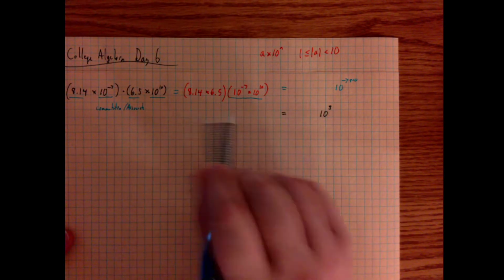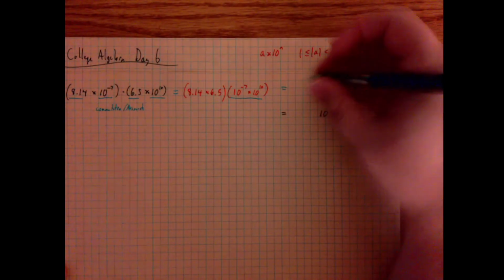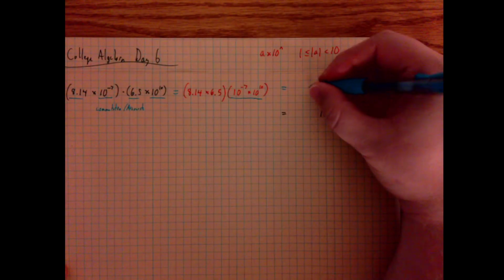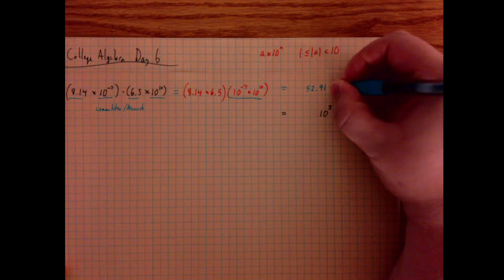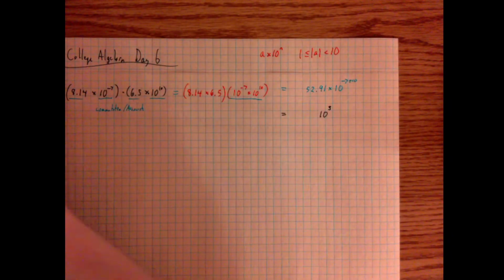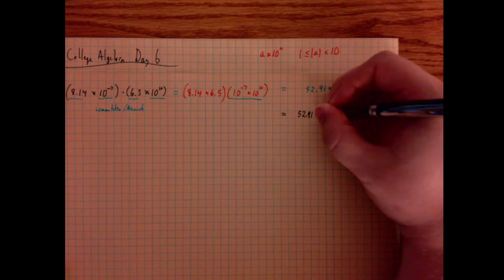Now, the 8.14 times the 6.5, this is where a calculator is very helpful. So I'm going to use my calculator on my computer, but you can use any calculator that you have. I'm going to take 8.14 times 6.5, and what I end up with is 52.91. So I end up with 52.